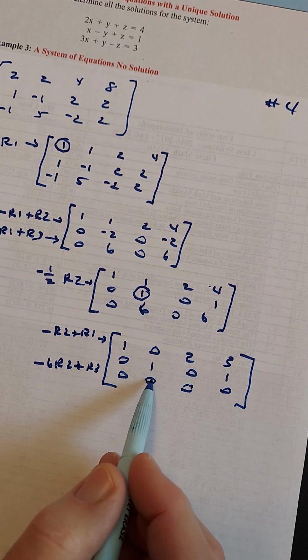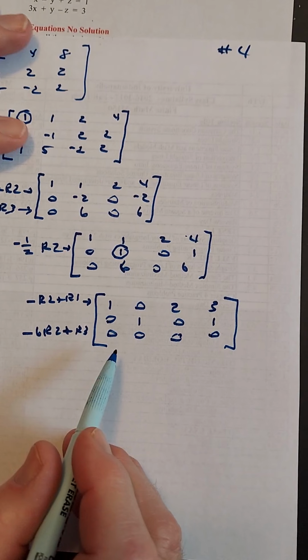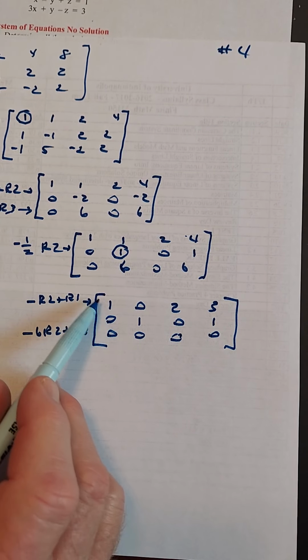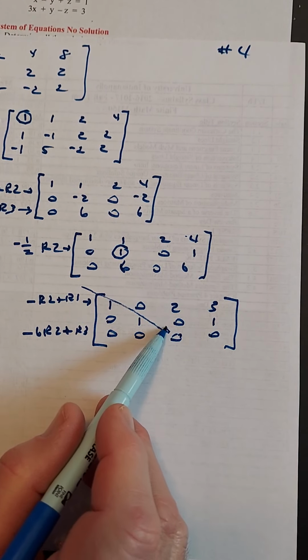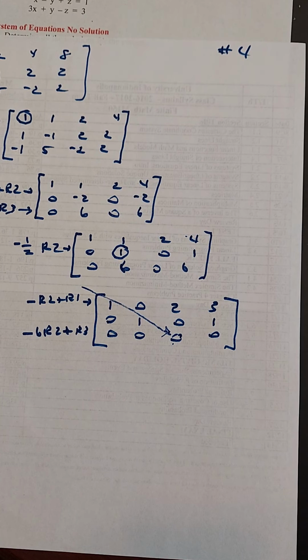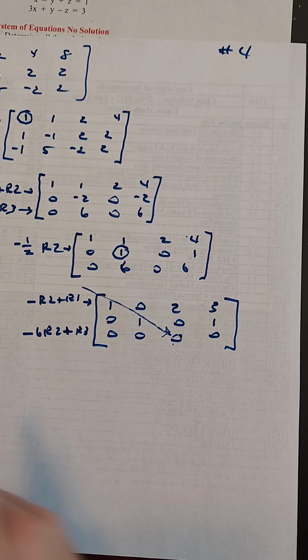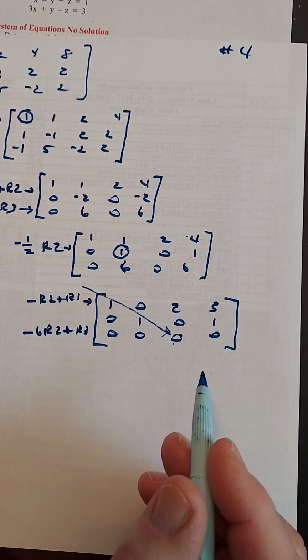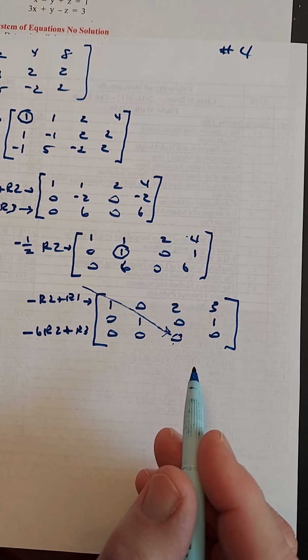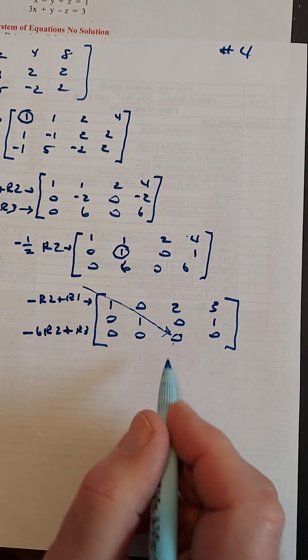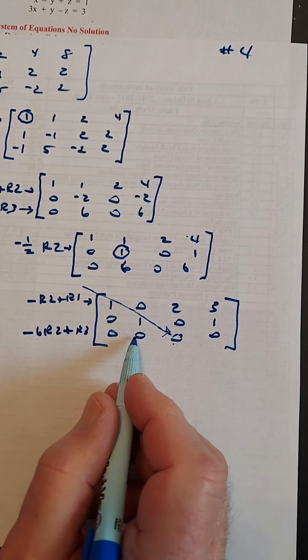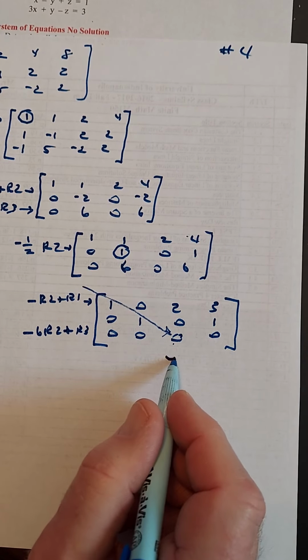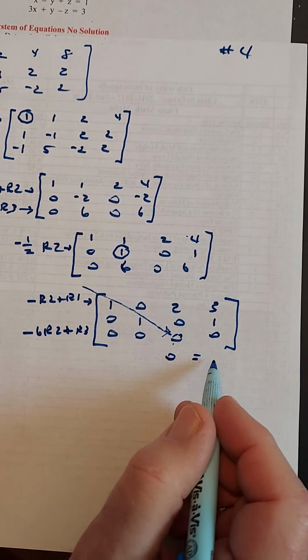First column's done. Second column's done. Look at the third column. I need to get a 1 in that spot right there. Remember, if you got a 0, you can't get a 1 there. It's impossible. But notice the difference between this one and the other one. Remember the other one we end up with 0 equals 5 on the bottom? Look what we got here. That's 0x, 0y, 0z. So on the left side you got 0, and on the right you got 0.